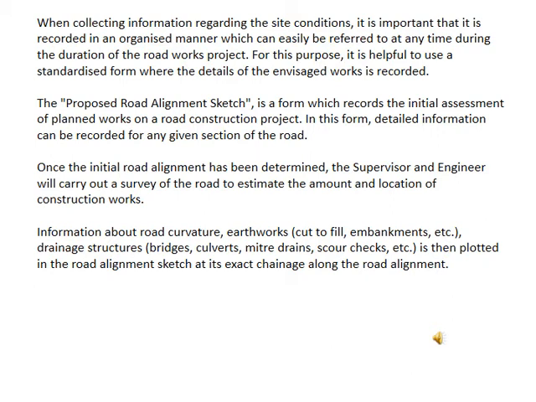Information about the road curvature, cut and fill, embankment, drainage structures, culverts, mitre drains, scour checks, is then plotted on the road alignment sketch at the exact chainages along the road alignment. So all the information about the road curvature, drainage structures, everything, bridge construction, has to be plotted on the road alignment sketch at the exact chainages along the road alignment.